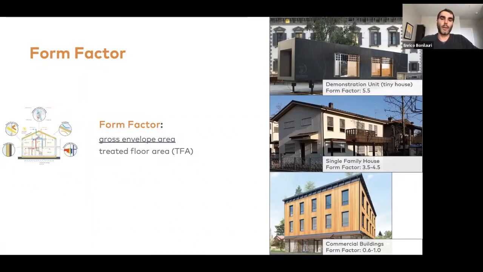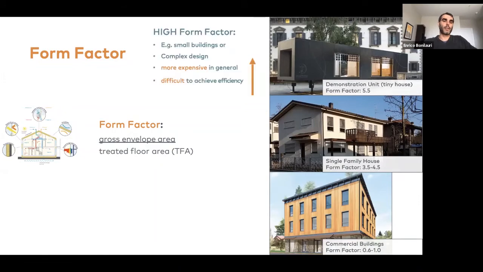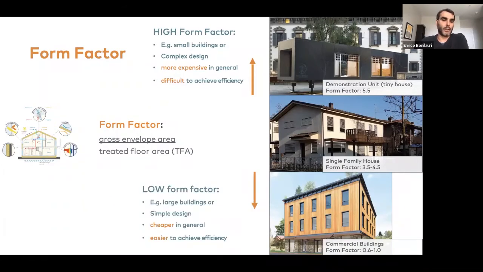This is just geometry. And so the higher the form factor, the more expensive it is and the more difficult it is to achieve efficiency. Whereas with a low form factor, it's cheaper in general to build and easier to achieve the efficiency. So as architects, if we can simplify the form of just the building envelope and then create intrigue with other components of the building, that is how we can significantly contribute to making buildings more efficient.